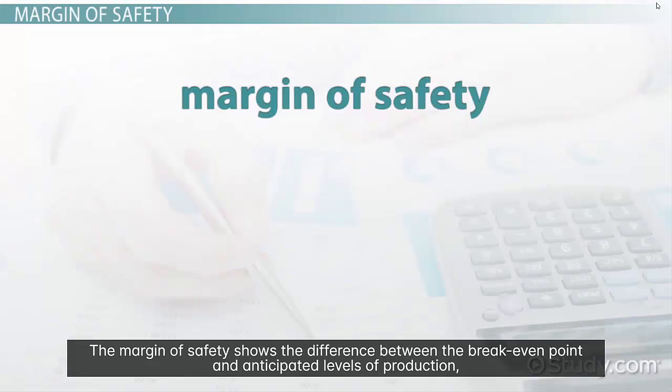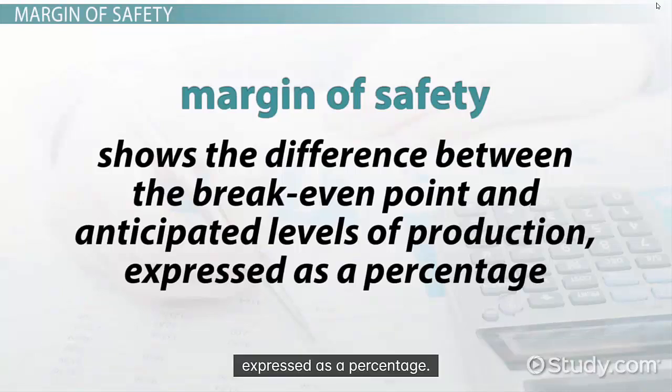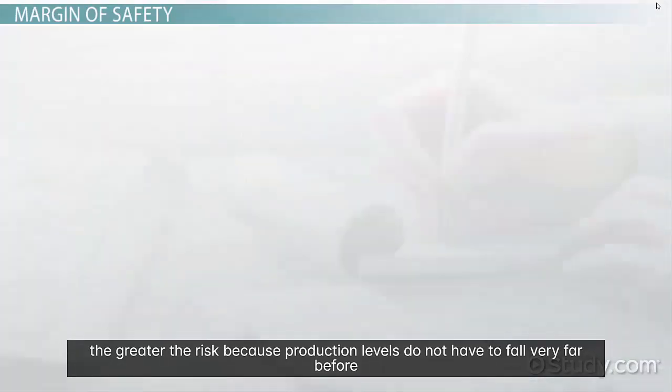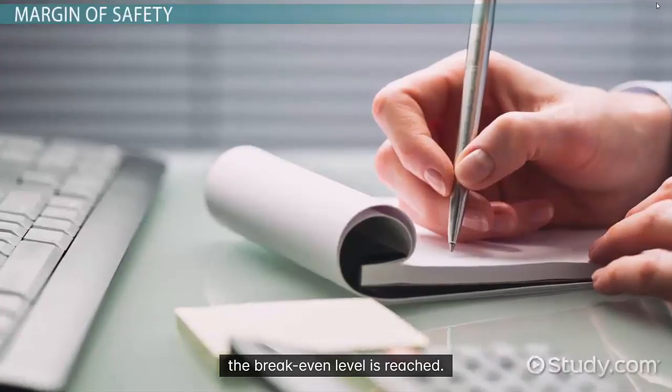The margin of safety shows the difference between the break-even point and anticipated levels of production, expressed as a percentage. The lower the margin of safety, the greater the risk, because production levels do not have to fall very far before the break-even level is reached.